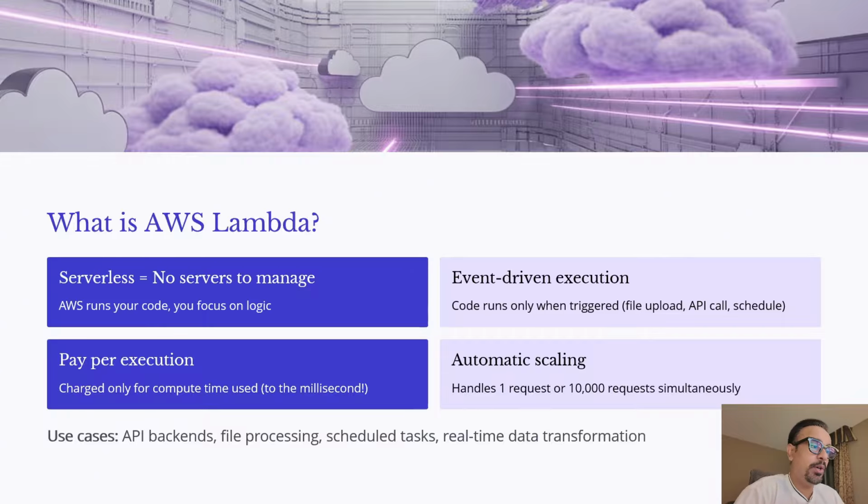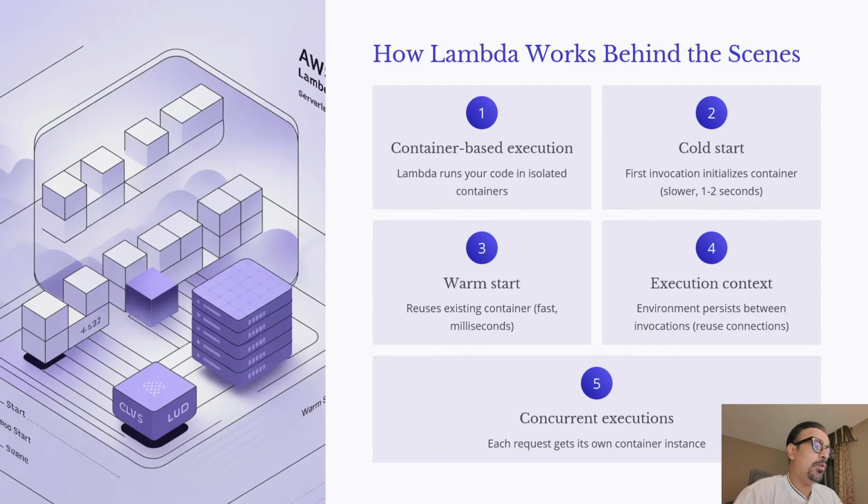It's also cost efficient because you pay only for the compute time your code actually uses, measured down to the milliseconds. Another big advantage is automatic scaling. Whether you get one request or 10,000 at once, AWS Lambda scales instantly to handle the load. Common use cases include API backends, file processing, scheduled tasks, and real-time data transformations. In short, AWS Lambda lets you build powerful, scalable applications without ever managing a single server. You don't have to create any EC2. You can run your workloads on AWS Lambda.